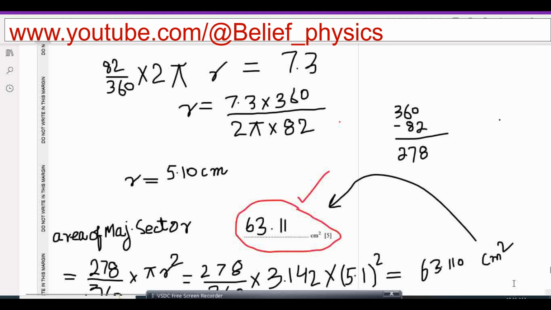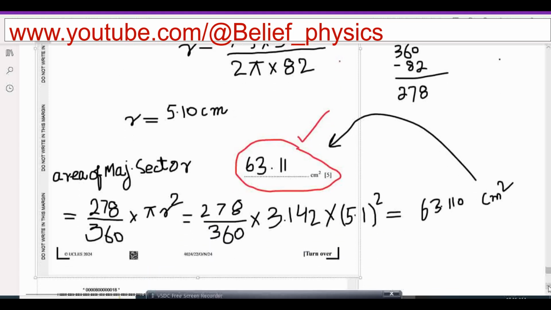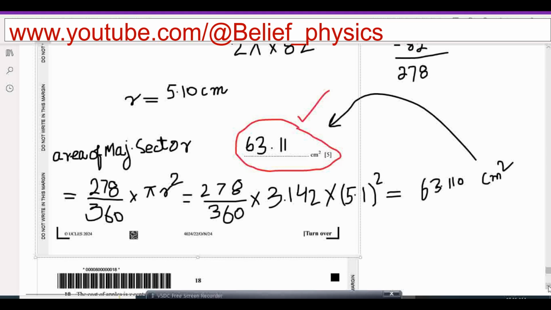Now the area of the major sector will be equal to 278 over 360 into pi r square. Put the value of r here and get the area of the major sector as 63.11 centimeter square. That's it. So that's the answer.